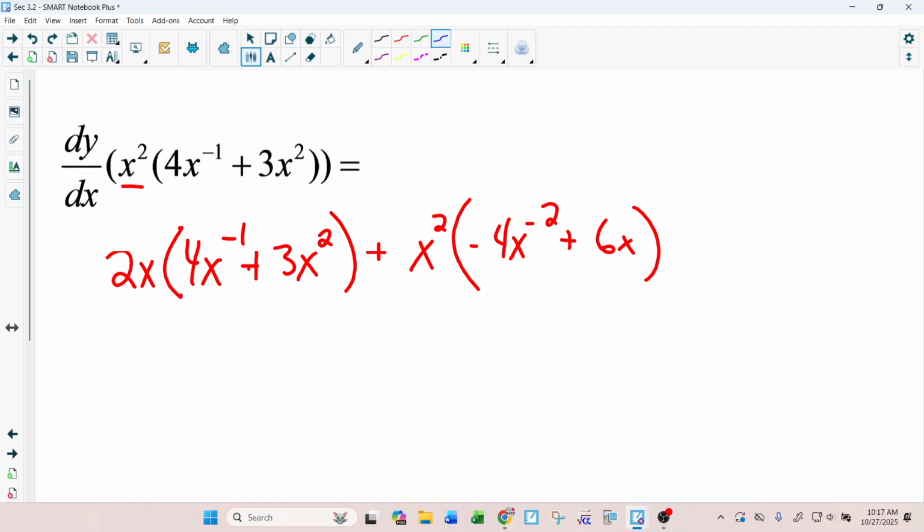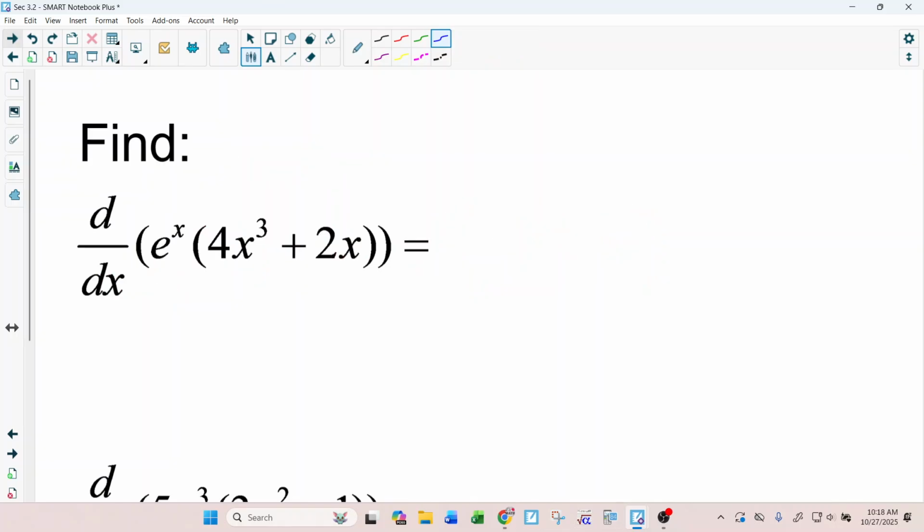So now, at this point, we're not even going to simplify that. We're just going to leave it. We're not going to worry about simplifying it. We want to be able to see where everything comes from, so we'll just leave it there. Okay. All right, try that one.